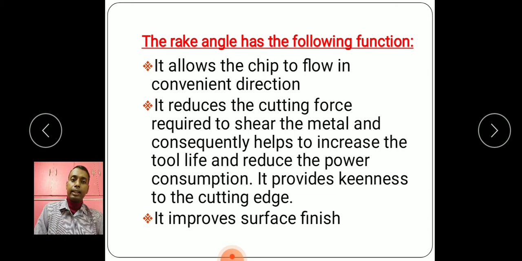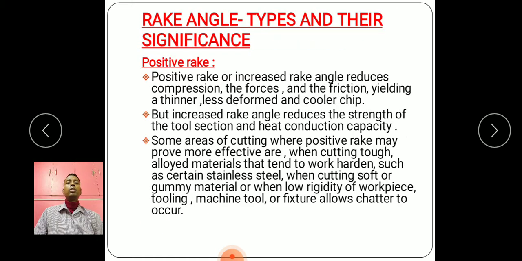What is the function of rake angle? It allows the chip to flow in a convenient direction. It reduces the cutting force required to shear the metal and continuously helps to increase the tool life and reduce the power consumption. It provides keenness of the cutting edge. It improves surface finish also.